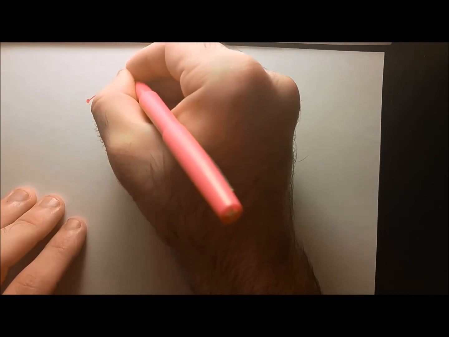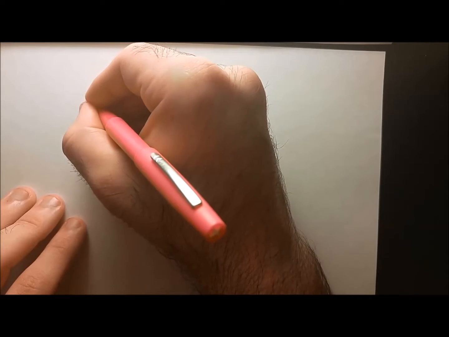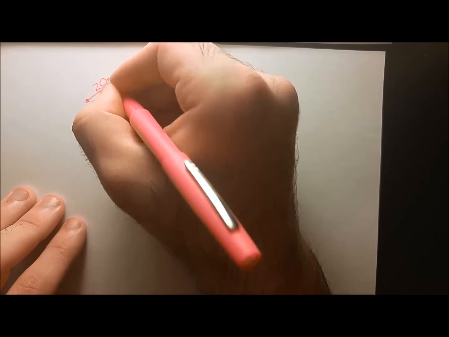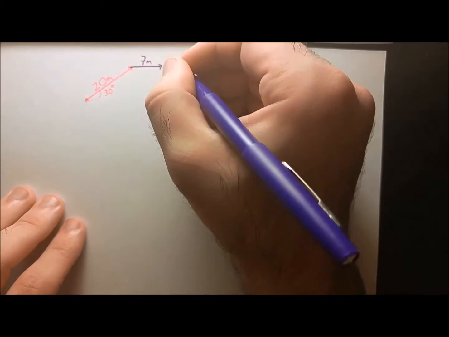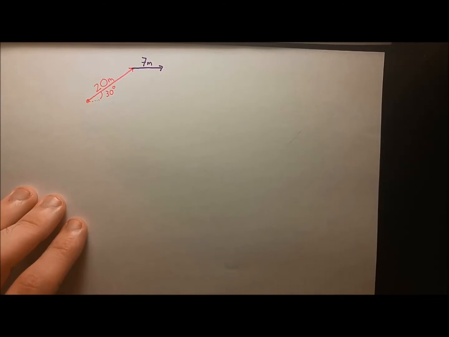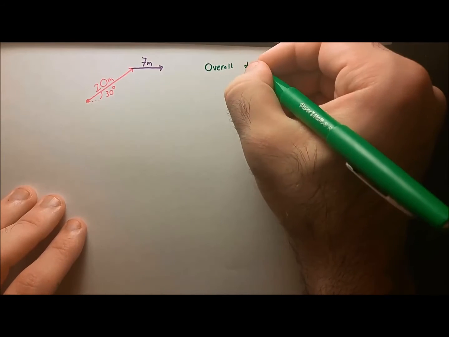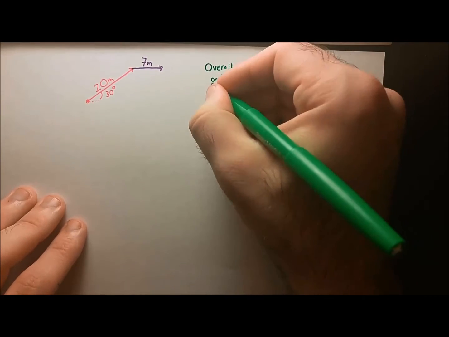So let's do an example and see how it's in action. So you walk 20 meters at some angle, 30 degrees from a point. Then you walk directly right, or directly east, 7 meters. Your goal is to figure out your overall displacement and direction. How many meters did you end from the start? And at what angular bearing did you end from the start?